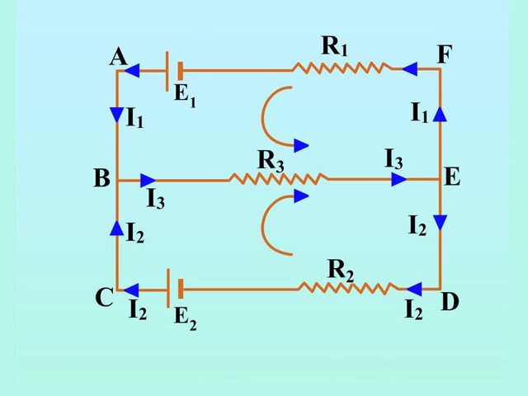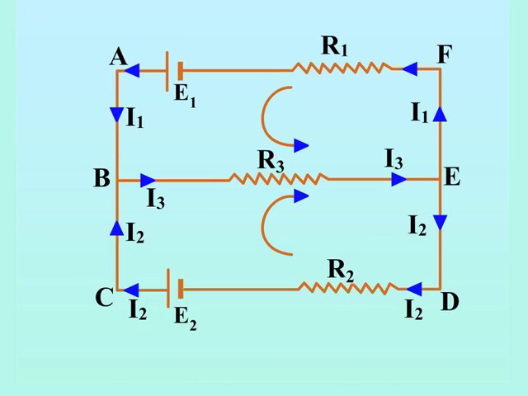It means that while traversing a loop, if the negative pole of the cell is encountered first, then its EMF is negative, otherwise positive. Secondly, the product of resistance and current in an arm of the circuit is taken positive if the direction of current in that arm is in the same sense as one moves in a closed path, and is taken negative if the direction of current in that arm is opposite to the sense in which one moves in a closed path.